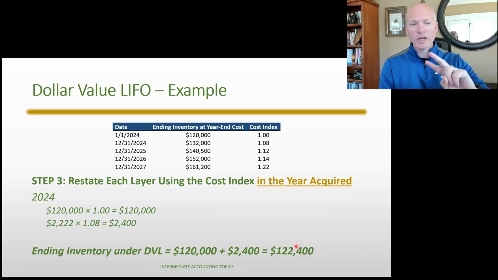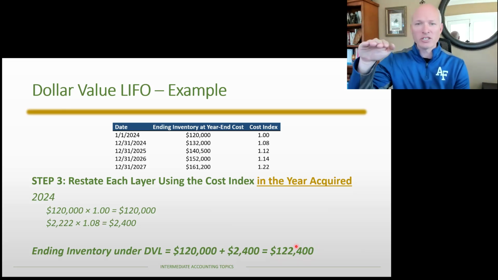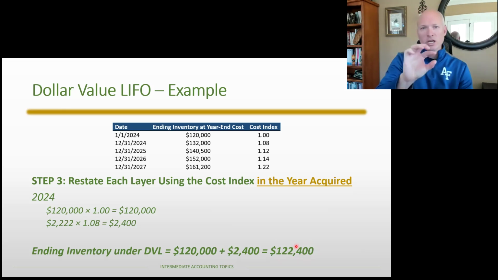Does everyone understand? We got 2 layers, right? One layer at the cost index of 1, one layer at a cost index of 1.08. Of course, the new layer is very small compared to the very large layer that may have been building for a long time. Is everyone okay with that?